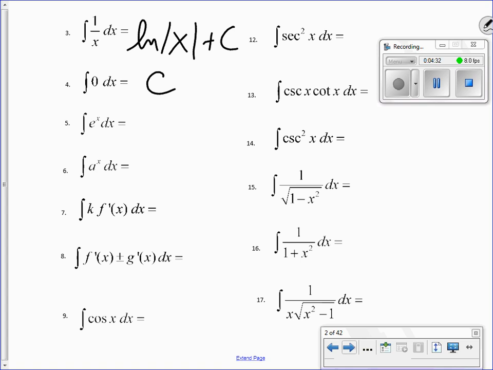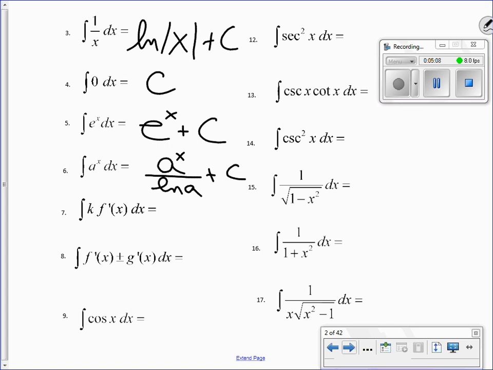Number 5. Emily. E to the x plus c. Correct. 6, a lot of people make mistakes on. You sure you want to try, Manny? All right. Yes. See, when you take the derivative, you multiply by the ln of a. But when you take the antiderivative, you divide by the ln of a. Good job.